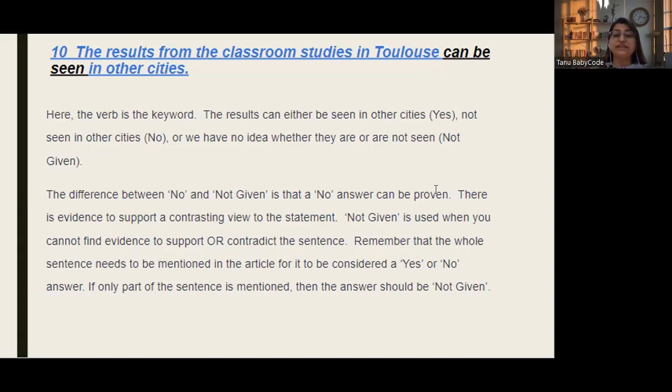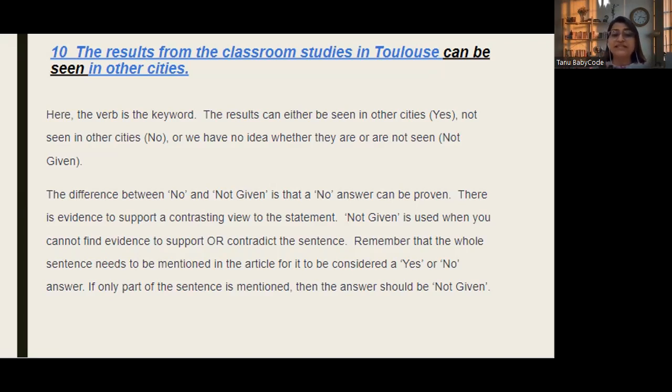If there is evidence about this statement, then it is yes. If they are not seen in other cities, then it is no. Or if we have no idea whether they are seen or not seen, then it is not given. So the difference between no and not given is that a no answer can be proven. There is evidence to support a contrasting view to the statement. Not given is used when you cannot find any evidence to support or contradict the statement.